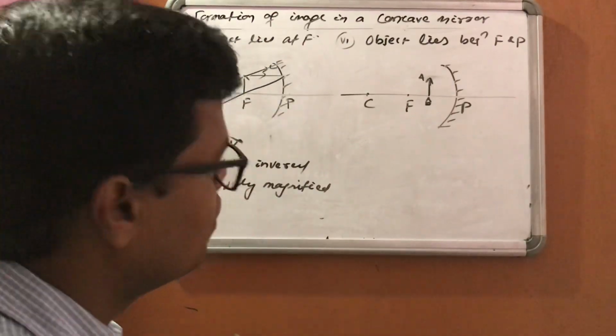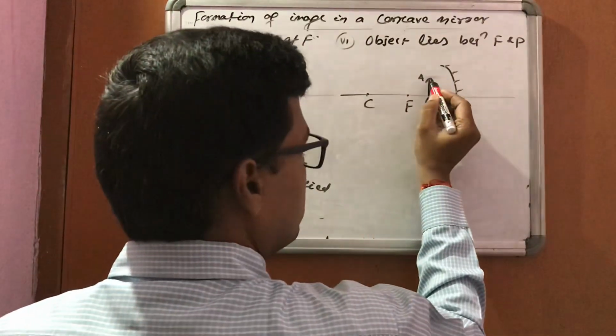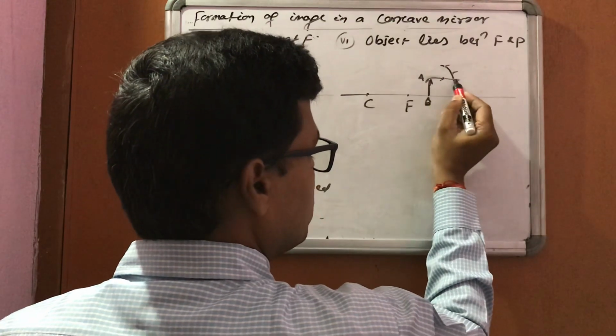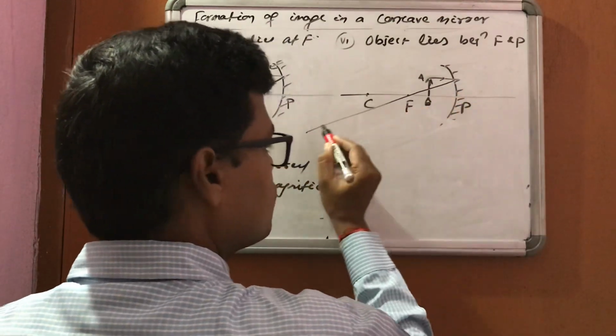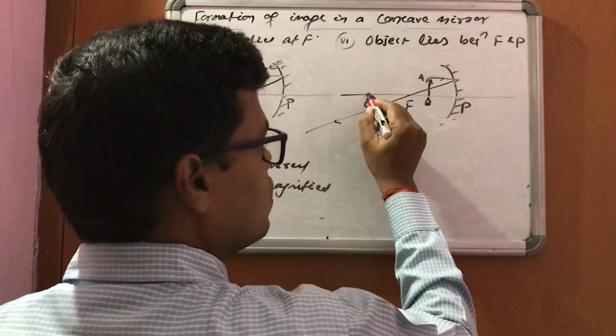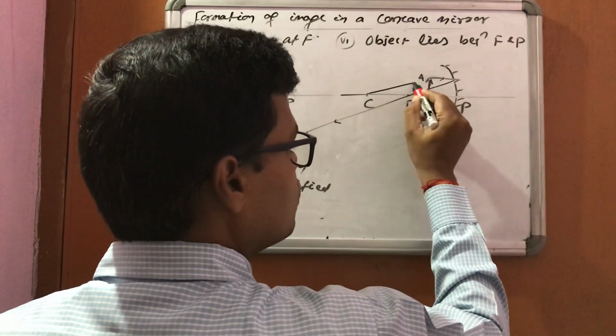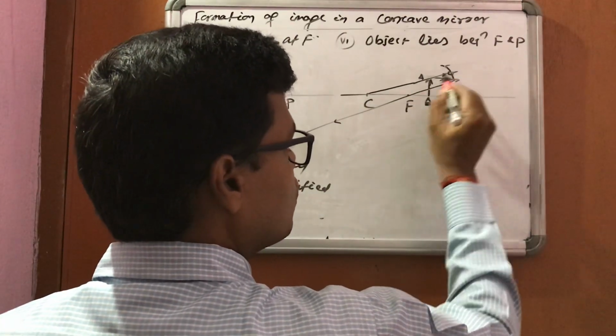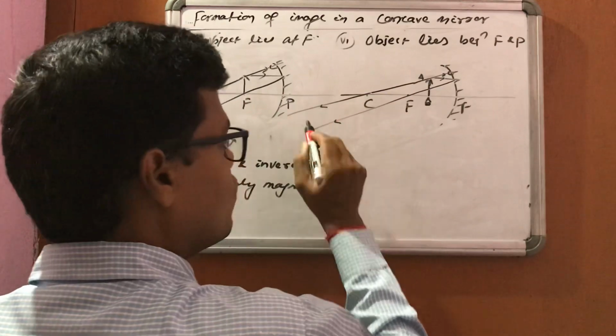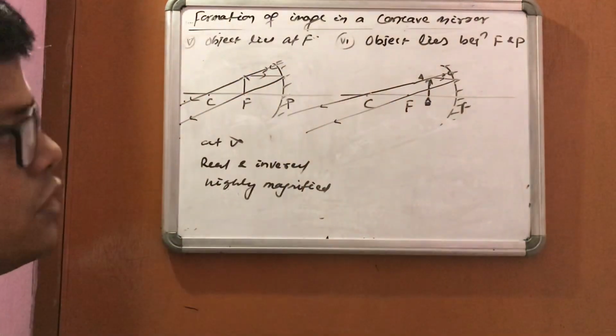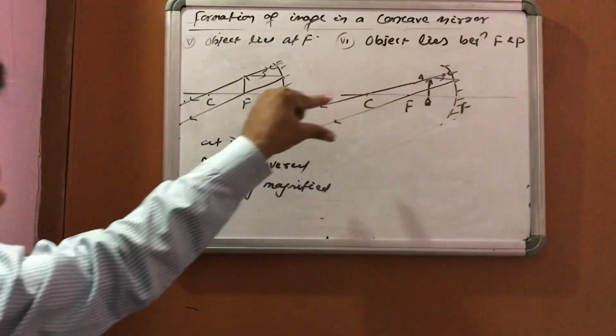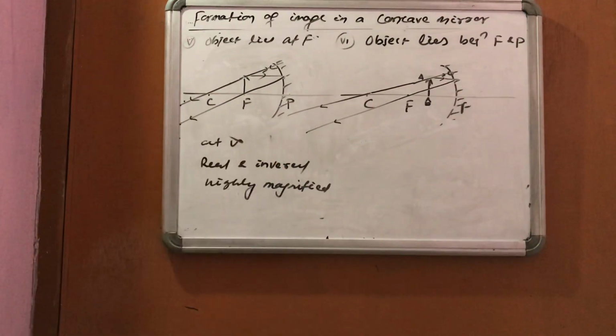Now, let us take 2 rays. Light ray coming parallel to the principal axis, it will pass through this. Light ray through the center of curvature. Look at here, they are moving away from each other. The distance of separation gradually increases, they never meet here.